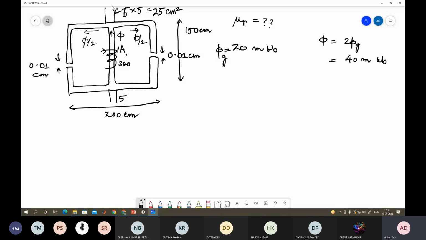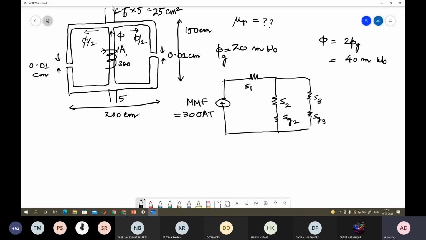So now we have to calculate what material we should have so that we'll get this flux. Then what is our equivalent circuit? We can write it like this. MMF equal to 300. Then for the central path, there will be a reluctance S1. Then this is your S2, this is SG2, and the other one is S3, SG3. So this is your equivalent circuit. Then our task is to find out S1, S2, S3, SG. S2, S3 and SG2, SG3 are the same, so we can write them at a time.